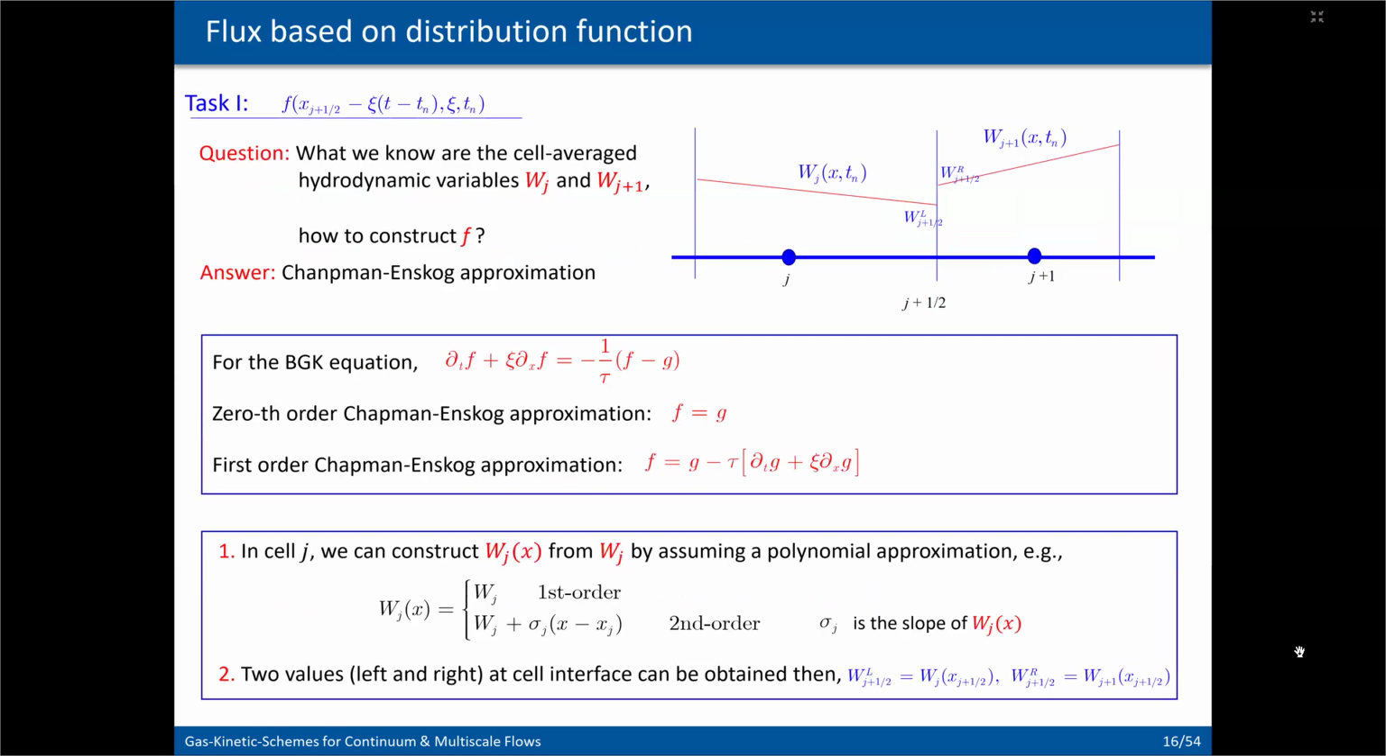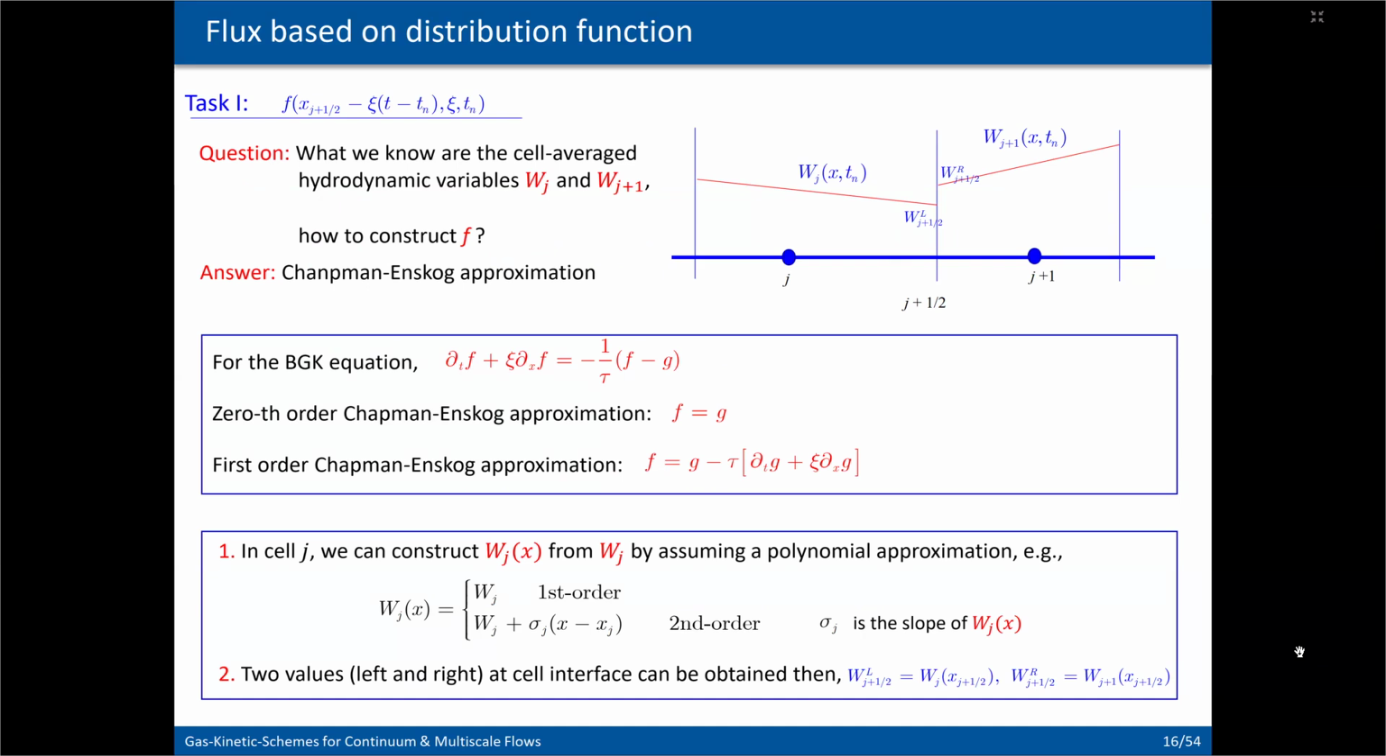The first task is to determine the distribution function at the starting point. This is achieved by using the Chapman-Enskog approximation. We know that in order to solve the Euler equation, we use the zeroth order Chapman-Enskog approximation, and for Navier-Stokes, we just use the first order Chapman-Enskog expansion. And the reconstruction follows 4 steps.